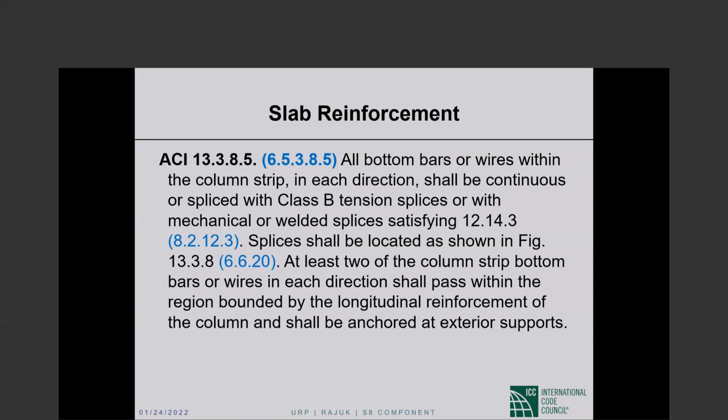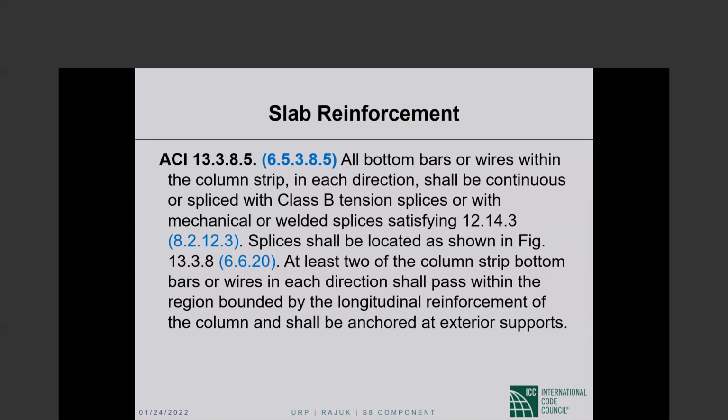And that requires structural integrity reinforcement. This is extremely important. And this is what the code requires. All bottom bars within the column strip in each direction, all bottom bars, shall be continuous or spliced with class B tension splices or with mechanical or welded splices satisfying section such and such. Splices shall be located as shown in the figure. So the figure shows where you can put the splices.